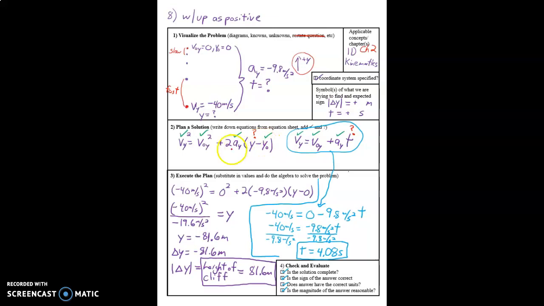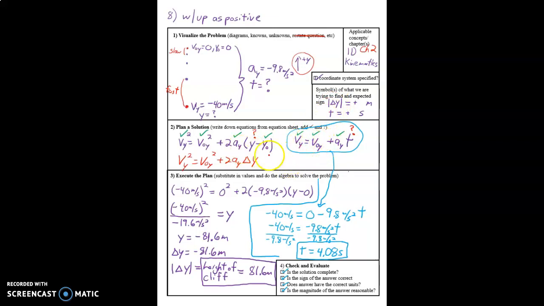There are 4 kinematic equations on your equation sheet for the y direction, and we picked these 2 equations because they each had just one unknown, and not only that, but those are the unknowns that we were wanting to find. Honestly, here I could have used the equation vy squared equals v naught y squared plus 2ay delta y. That would have been simpler if I had just solved for delta y as my unknown, since that's really what I was looking for.